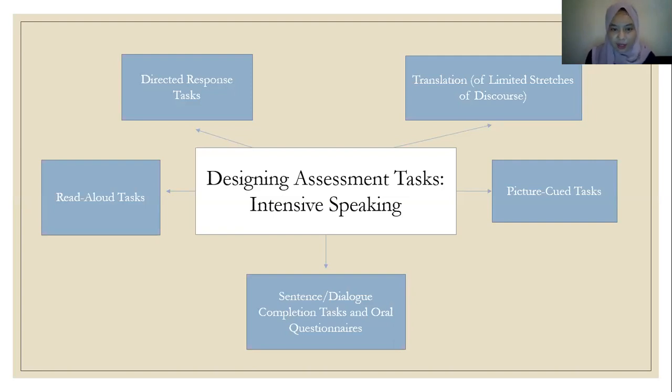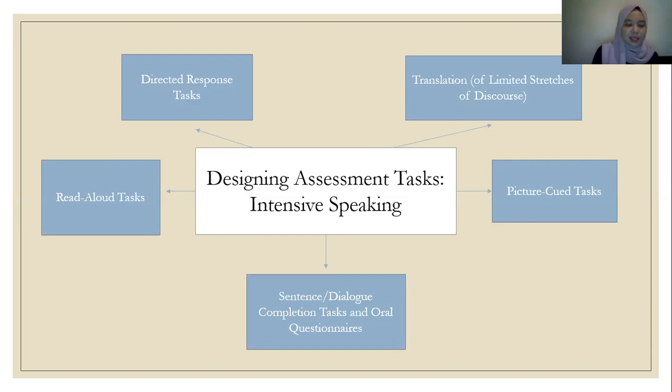Okay, so the first one is the directed response task. In this type of task, the test administrator elicits a particular grammatical form or a transformation of a sentence. Such tasks are clearly mechanical and not communicative, but they do require minimal processing of meaning in order to produce the correct grammatical output.